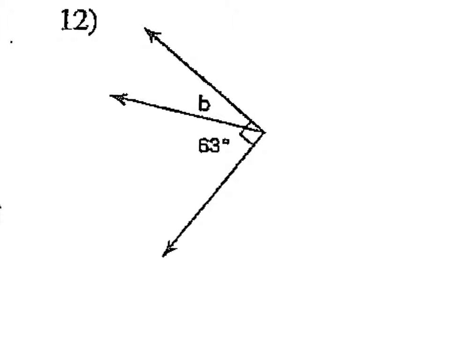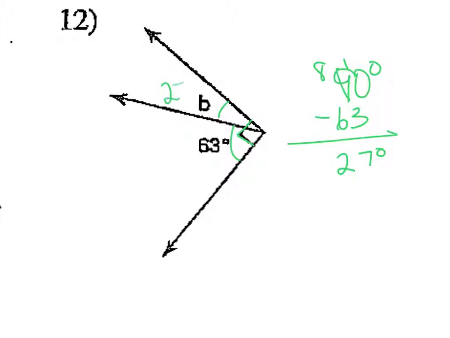All right, last example. We'll end with an easier one. This symbol means a 90-degree angle, so the whole thing is 90 degrees. If this is 63 degrees, then 90 minus 63 will tell us what is left over. So 27 degrees are left over for angle B. So those are some examples of how to find the missing angles.